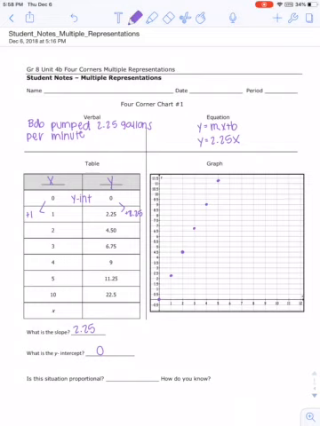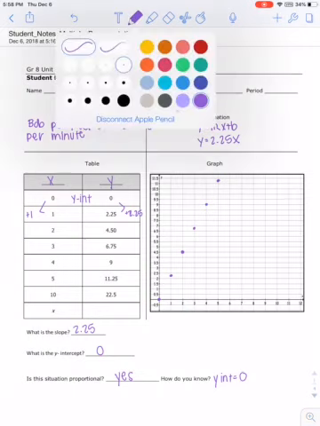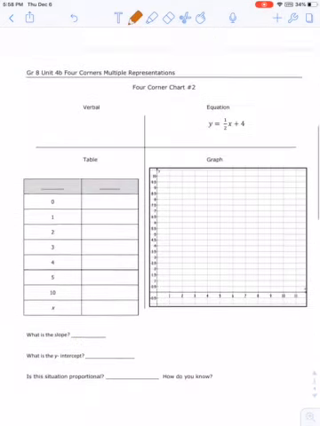So is this situation proportional? Well, our y-intercept was 0. It goes through the origin. We're not adding anything to our equation, and there's a constant of proportionality. So yes, this is proportional, and you can use any of those reasons. So I'm going to write y-intercept equals 0, because we were able to see that from our table, which was originally given to us.